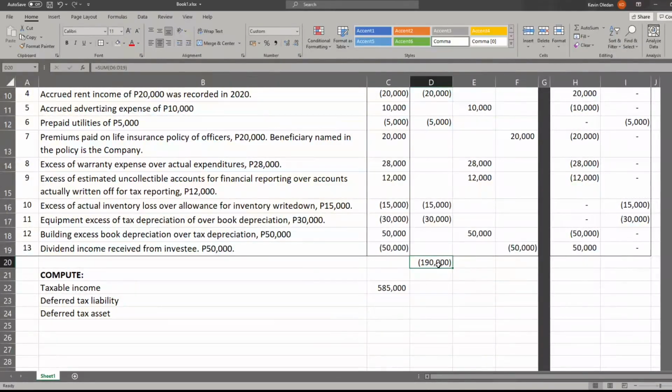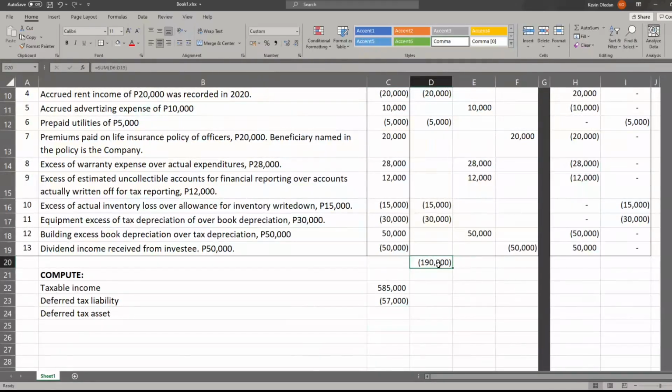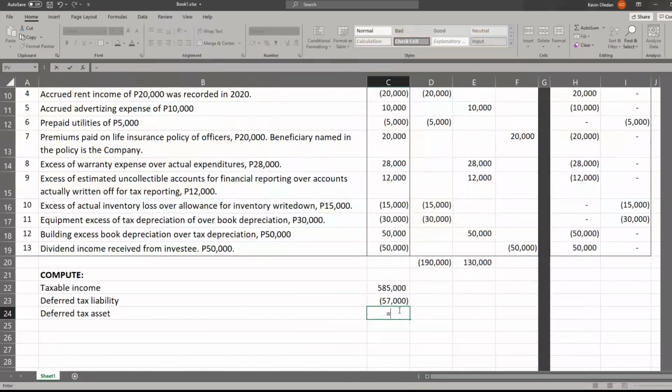So deferred tax liab is simply the future taxable amount multiplied by 30%. So that's 190,000. Imumultiply lang natin yan by 30%. Which is 57,000 in our case. Tapos sa deferred tax asset naman, kung tatanungin tayo, that is equal to the future deductible amount, ito siya, multiplied by our tax rate of 30%. Which is 39,000.